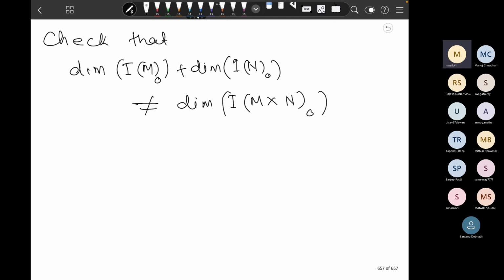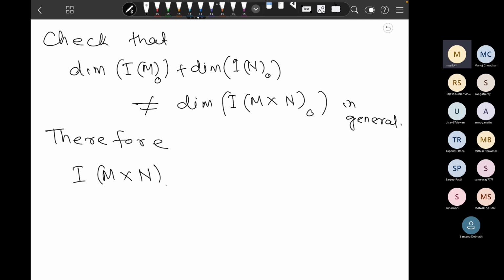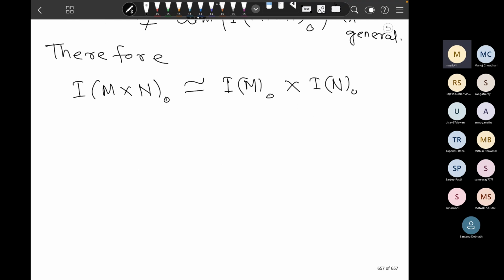Okay, so therefore, in general, okay, I am writing in general actually. You have to check for M is equal to 1 or N is equal to 1 probably. I do not know. Therefore, this I(M cross N) naught is not really isomorphic to I(M) naught cross I(N) naught. This not isomorphic. Sorry. This means not isomorphic.